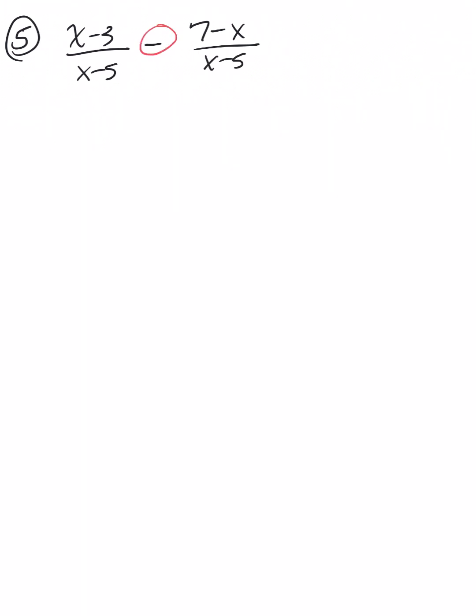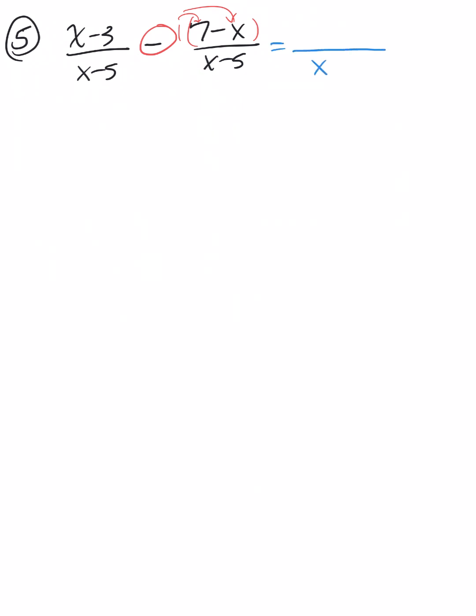Let's try one more example. So we'll have x minus 3 over x minus 5 minus 7 minus x over x minus 5. Okay, so what you have to be careful of here is there's a minus sign here. And that's like a negative 1 being distributed across the back side of your equation. So let's be careful about this.